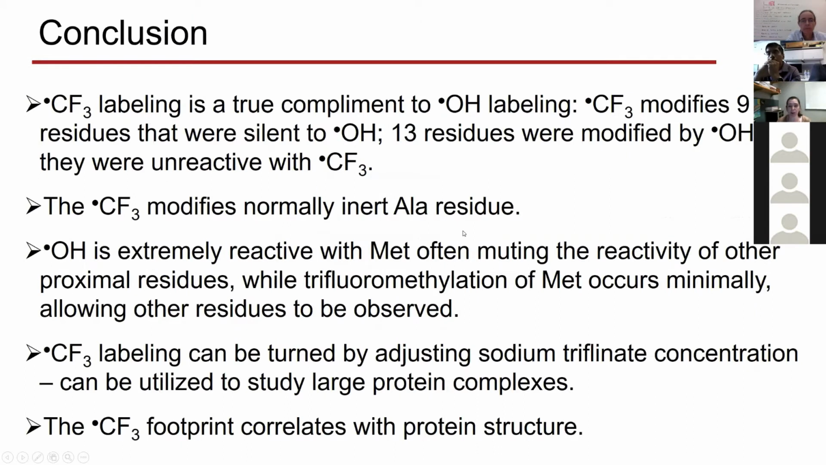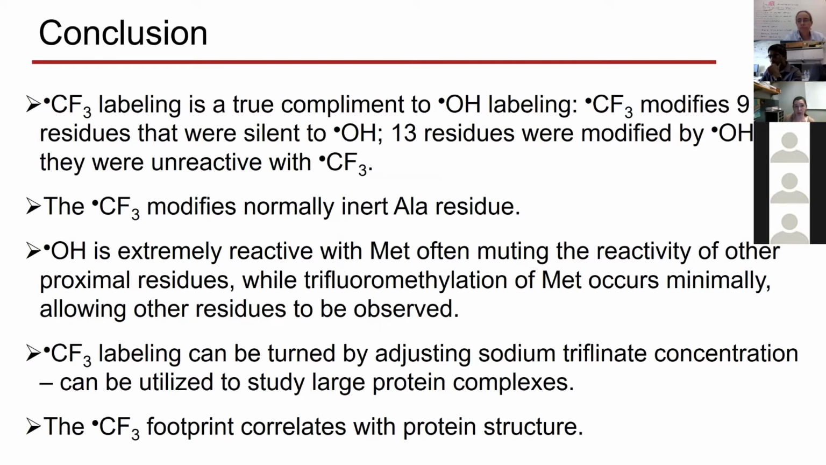So in conclusion, and then we have a little bit of time for questions. Overall, we found CF3 labeling to be a really true complement to the hydroxyl labeling technique. Again, I want to highlight that we see a pattern of labeling with CF3, and a pattern of labeling with hydroxyl radical, in the same reaction.